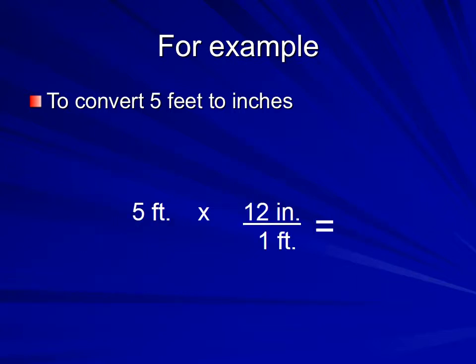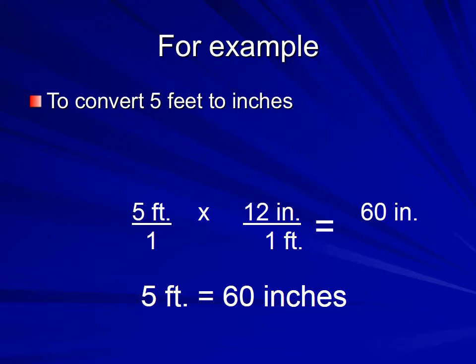Alright, now we have our problem set. I have 5 feet and I want to convert that to inches, so I'm multiplying that by 12 inches over 1 foot. Since I'm multiplying a whole number, I need to turn that whole number into a fraction. So now I've got 5 over 1. Now the standard multiplication of fractions: 5 times 12 is 60, 1 times 1 equals 1. Now I know that 5 feet equals 60 inches.